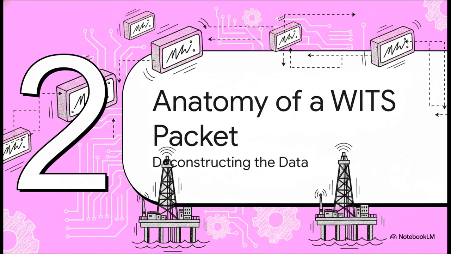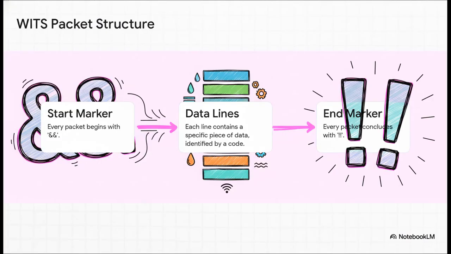Let's zoom all the way in and break down the structure of a single WITS data packet. This is really the heart of the whole system. You're gonna love how simple this is. Every single packet is framed by a start marker, that's just 2 ampersands, and an end marker, which is 2 exclamation points, "&&" and "!!". Everything sandwiched in between is the actual data, with each piece of info getting its own line.